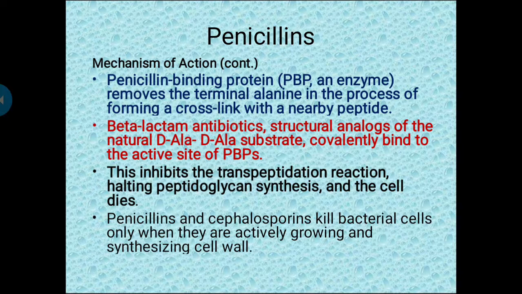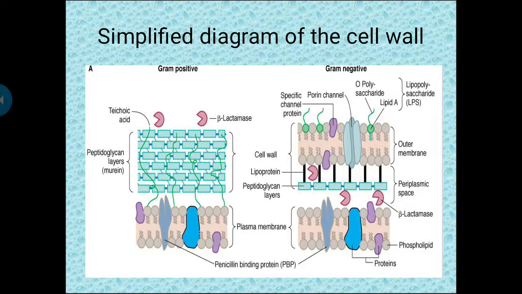So cell wall synthesis inhibition means the cell is lysed, and as the cell is lysed, these drugs are called bactericidal. As per the principle of bactericidal drugs, they are active when bacteria are rapidly proliferating or actively growing. So this is the action of the beta-lactam group of drugs. This shows the difference in structure between the gram-positive and gram-negative bacterial cell wall.